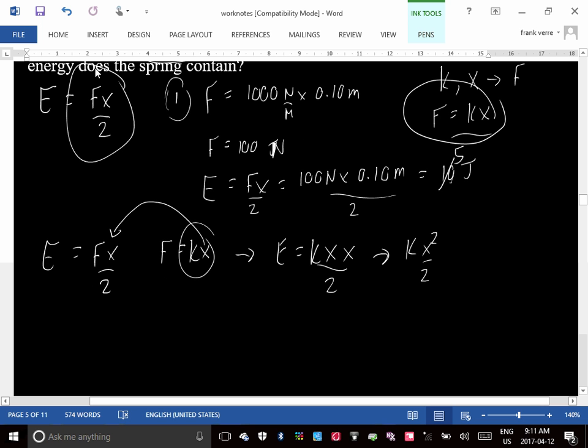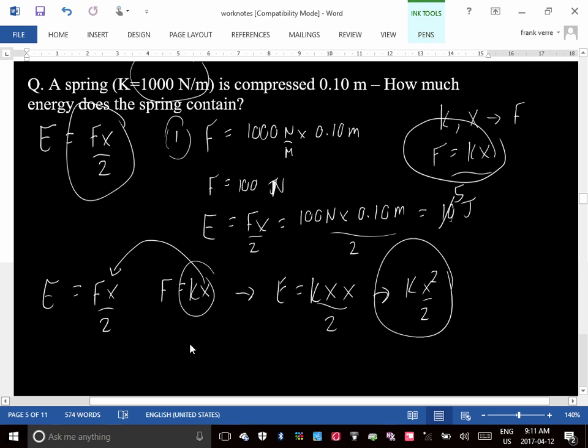That should give us the same answer. So if we look at what we had before, we have Fx over 2, or we have Kx squared over 2, and we should get the same answer. If we use this equation, K is 1,000 and x is 0.1, so 0.1 squared over 2. What do you get? You should get 5. You get the exact same. So now you have two different ways you can solve the energy of a spring. You can use Fx over 2 if you're given the force and the stretching, or you could use Kx squared over 2 if you're given the K value. Most likely you will get the K value.